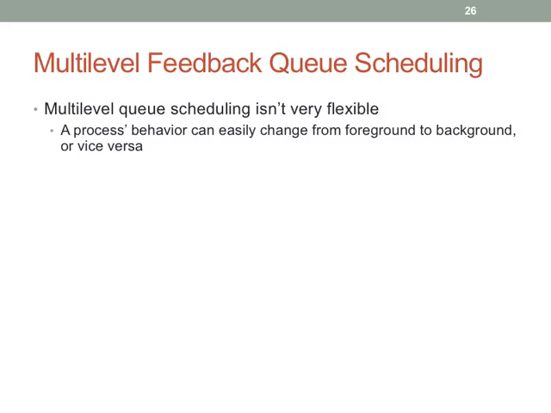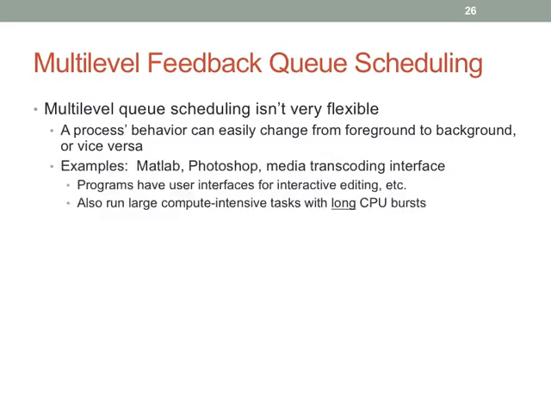It's really common for processes to change behavior over time. The examples that I love to use are like MATLAB, right? You're typing in MATLAB, so it's interactive. And then you start running a computation, and suddenly it switches to compute intensive. There are a lot of other examples you could come up with. So you have to be able to adapt to these kinds of situations occurring.